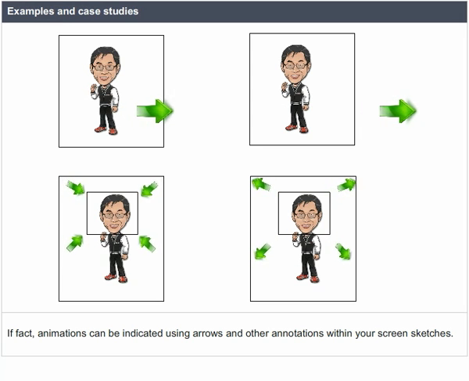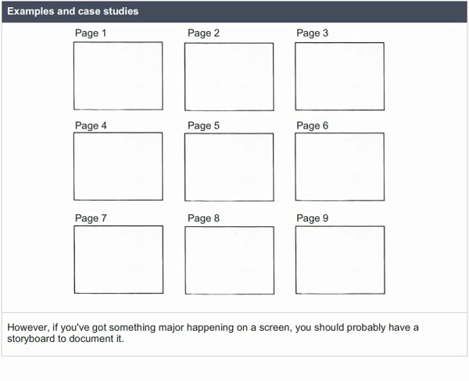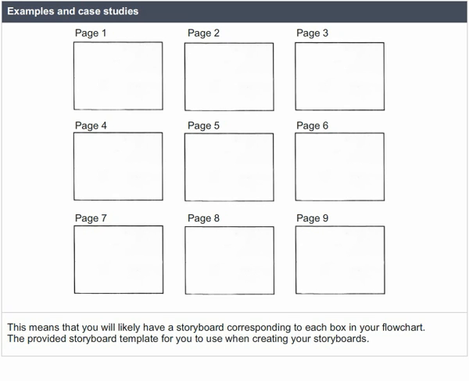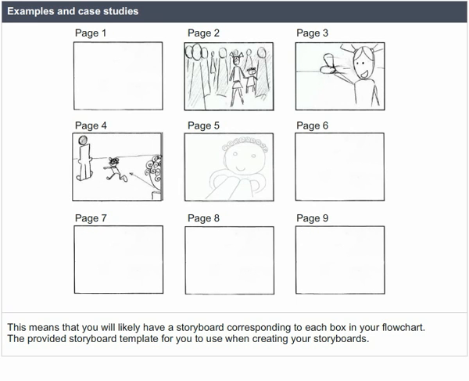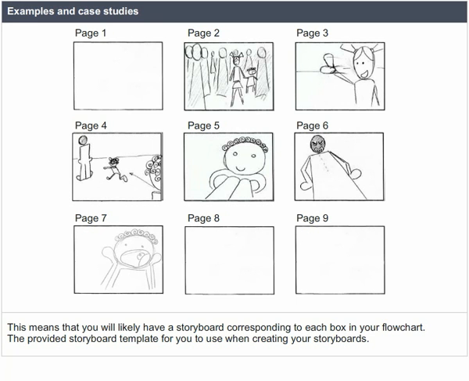However, if you've got something major happening on a screen, you should probably have a storyboard to document it. This means that you will likely have a storyboard corresponding to each box in your flowchart. A storyboard template is provided for you to use when creating your storyboards.